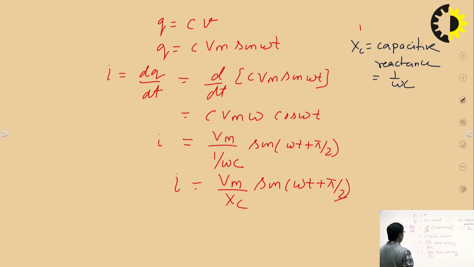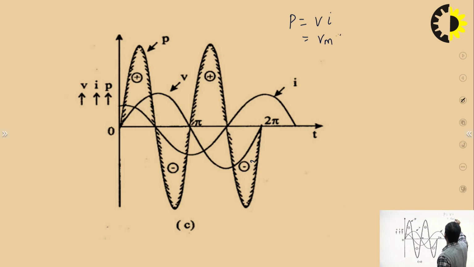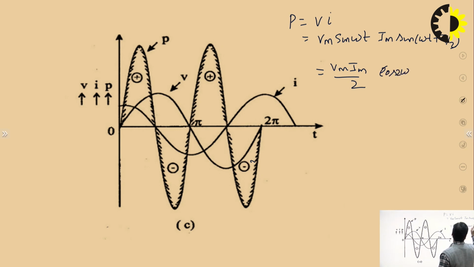How? When you calculate the power, this is the waveform for the voltage, current and the power. So again when we calculate the power, we will find that the power is nothing but VI, that is Vm sine omega t into Im sine omega t plus pi by 2, and you will find that this is equal to Vm into Im upon 2 into cos omega t, sine 2 omega t.